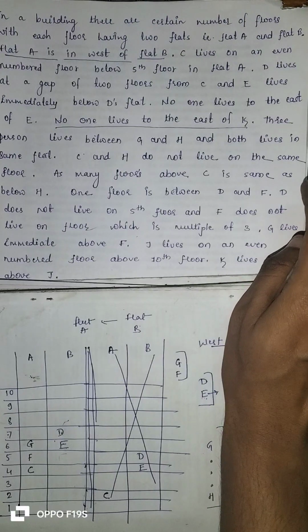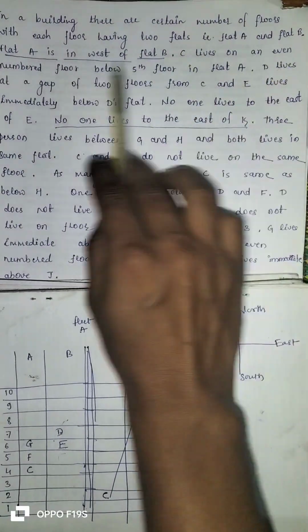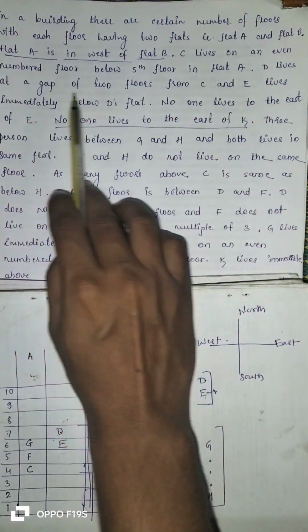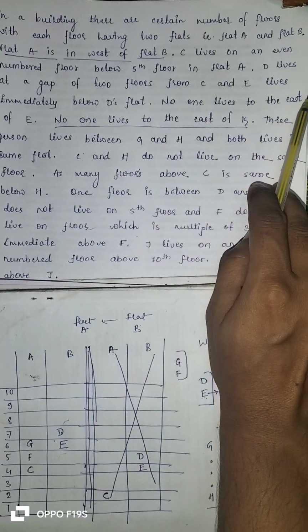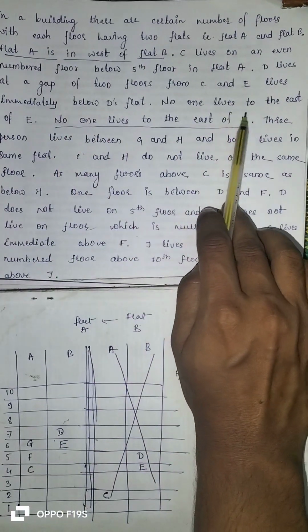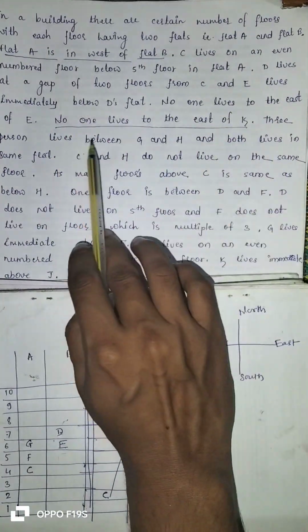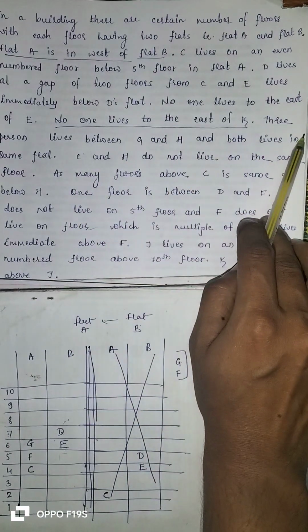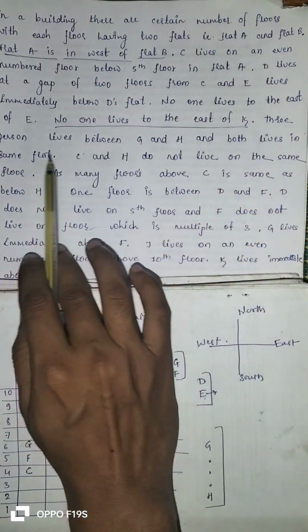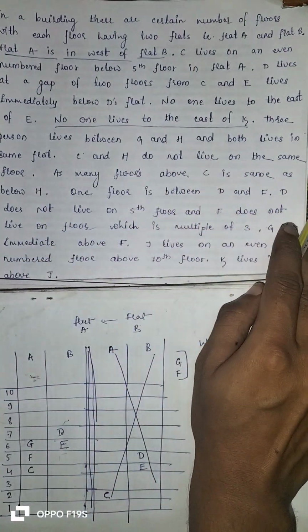Okay, C lives on an even numbered floor below F, fifth floor, in flat A. D lives with a gap of 2 floors from C, and E lives immediately below D's flat. Okay, that is okay. No one lives to the east of K. There are three floors between G and H, and both live in the same flat. Okay, C and H do not live on the same floor.